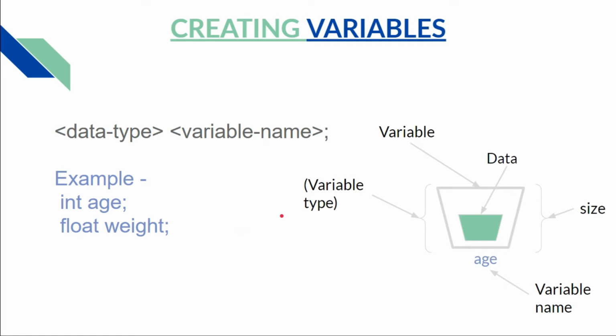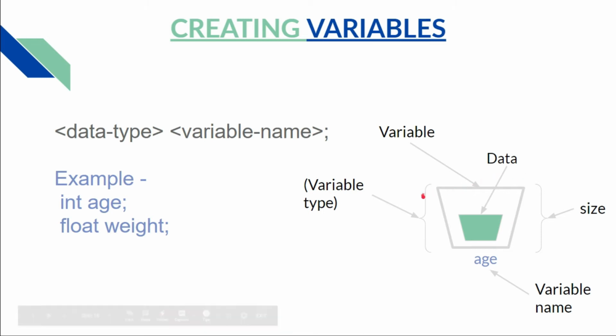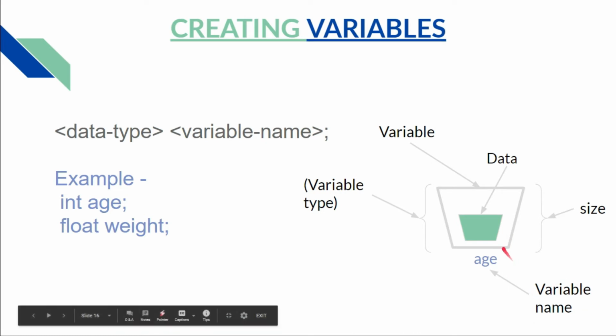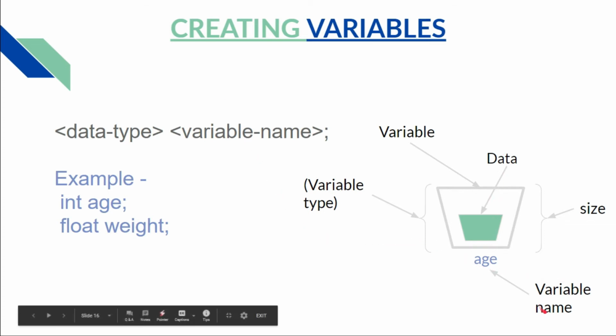Consider this vessel to be the variable. It acts like a variable. The shape of the container is similar to the variable type, and the amount of data it can store is represented by its size. The name assigned to that container is called the variable name, and the ingredient which is stored inside the variable or container is called data. The variable name is also known as identifier.